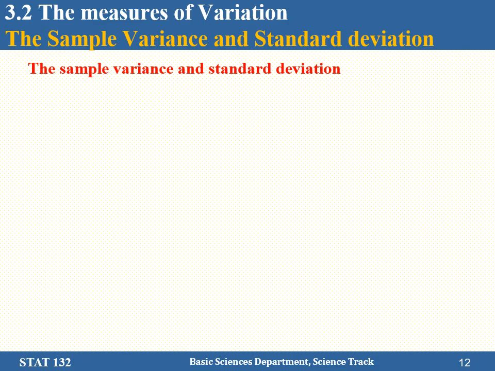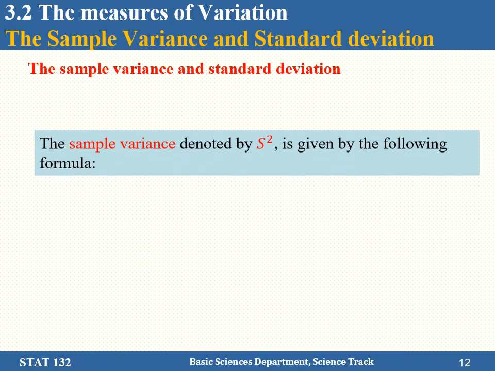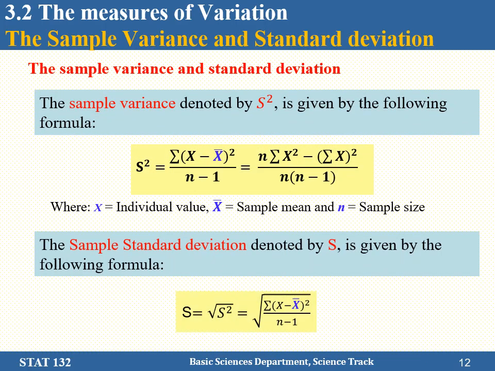Now the sample variance and the standard deviation. This is the formula for it. There are two formulas here for the sample variance. You can use this one, which is almost the same as the population variance, but it's n minus 1 here. This is an important difference. Instead of it, we also use this other formula.